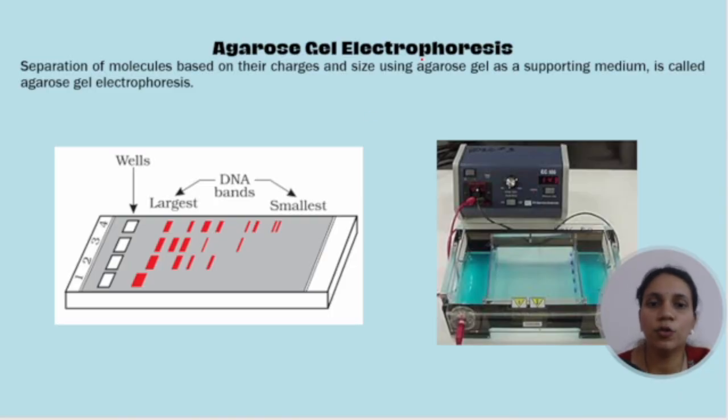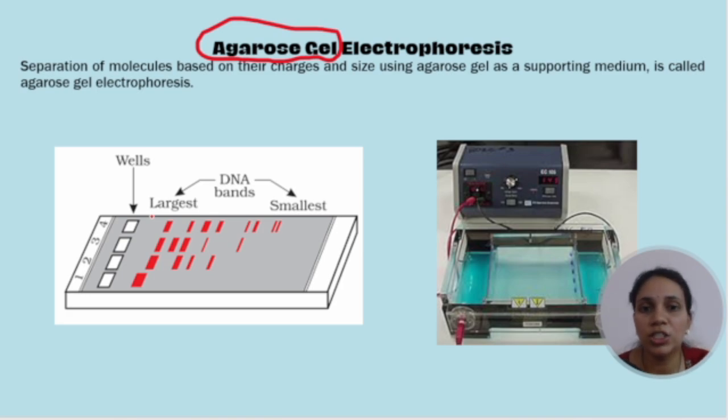So gel electrophoresis, why is it so different from the paper electrophoresis? That is because of the use of the agarose gel. So we use the agarose gel for separation. Now, this entire process depends on the separation of molecules based on their charges and size, using agarose medium as the supporting medium.